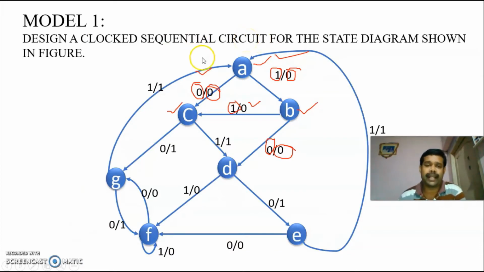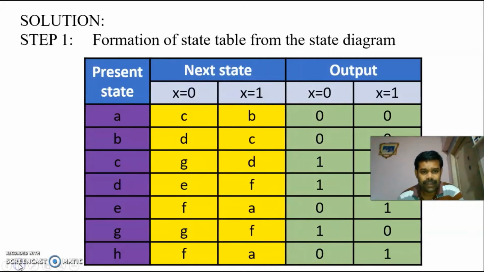So from this state diagram, we are going for the state table. This is the state table. The state table has the information about the present state, next state, and output. Here there are two inputs: one is x equal to 0 and another is x equal to 1. Here we have taken the input as x. Similarly, there are two conditions, when x is equal to 0 and x is equal to 1. So these are the present states.